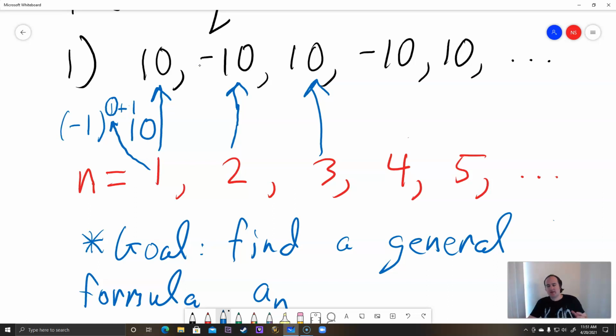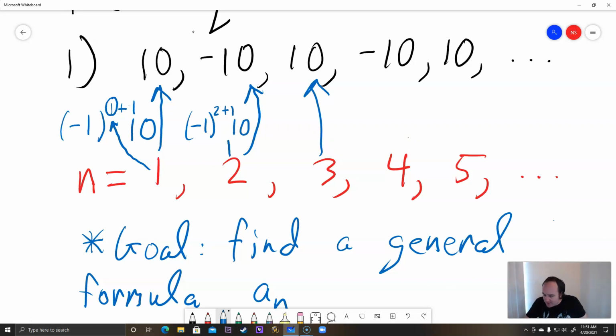Okay, so instead of having it as things multiplied together, I'm having a power of negative 1 times 10. And then how do we get the second term? Well, here, to get from 2 to negative 10, we're going to follow this same approach. So we're going to have negative 1 to the 2 plus 1 times 10.